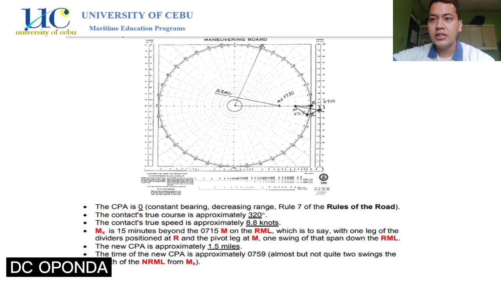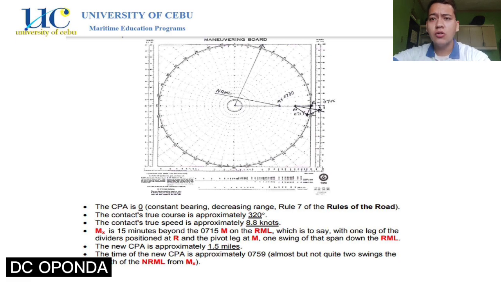MX is 15 minutes beyond the 0715 M on the RML, which is to say with one leg of the dividers positioned at R and the pivot leg at M, one swing of that span down the RML. The new CPA is approximately 1.5 miles. The time of the new CPA is approximately 0759, almost but not quite 2 swings the length of the RML and MX.